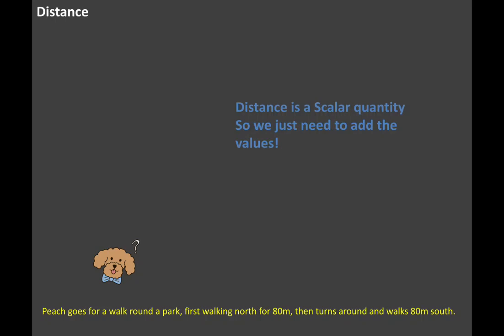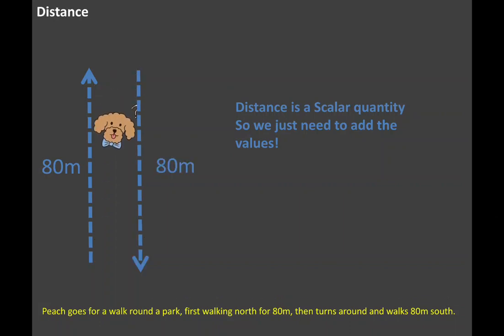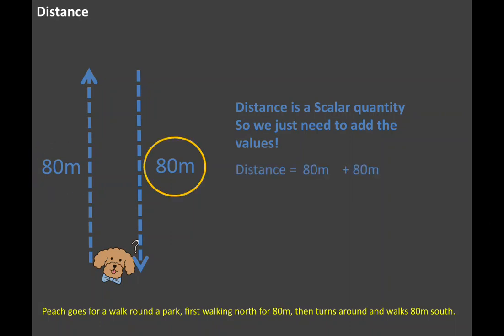We said distance is a scalar quantity, so we just need to add the values. For example, Peach goes for a walk around the park, first walking north for 80 meters. He walked to the north for 80 meters, and then turns around and walks 80 meters south. The distance that he has covered would be the total distance, right? 80 plus 80, which is equal to 160. But how far is he from the starting point?